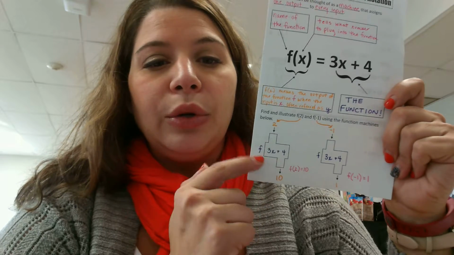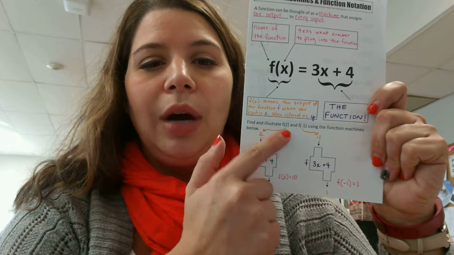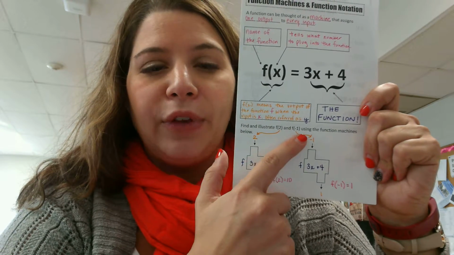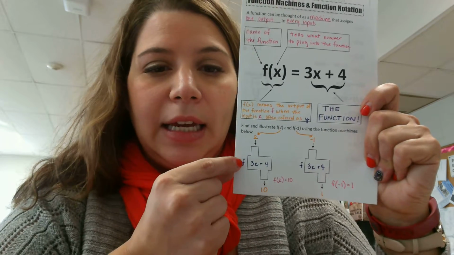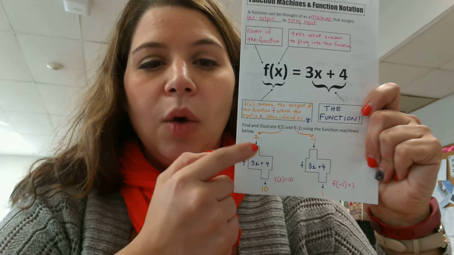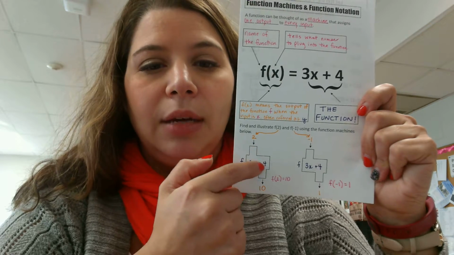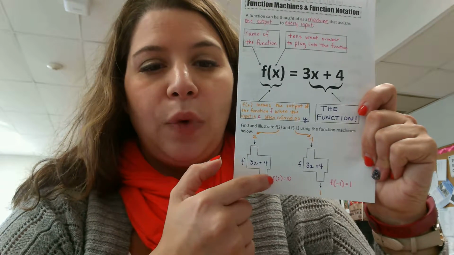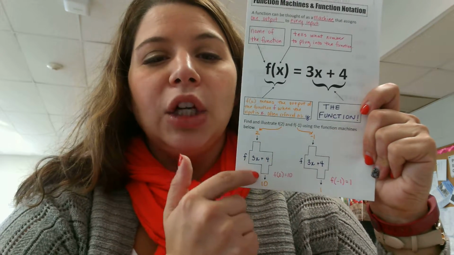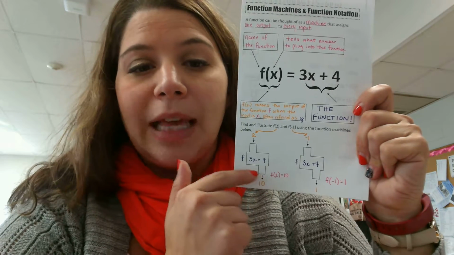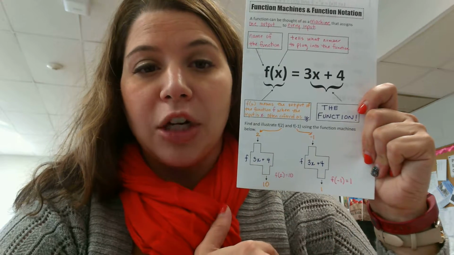The next component utilizes these two little function machines down here at the bottom. And you'll notice I'm asking you to evaluate f of 2 and f of negative 1. Well, we're going to put 2 into the function machine. And our function is 3x plus 4. Well, after we calculate 3 times 2 plus 4, we should get 10. Therefore, f of 2 equals 10. So go ahead and fill this information out. Now this might look a little different than the way that we did it in class, but that's okay. Remember, there's more than one way for us to look at this information and calculate this information.